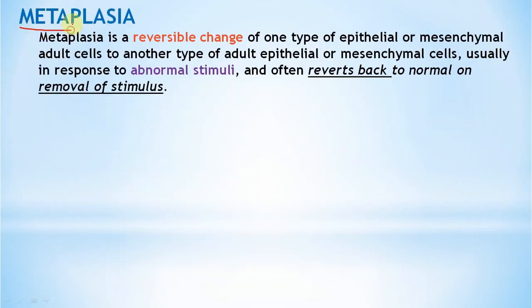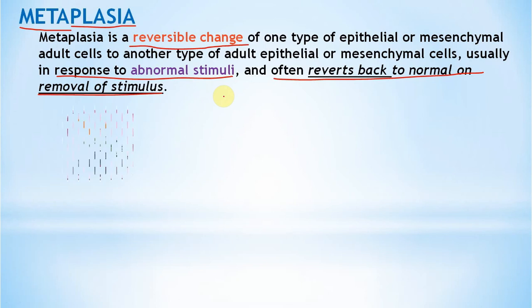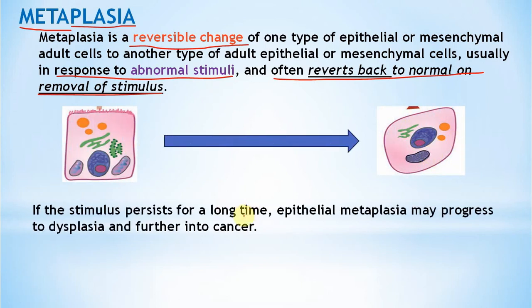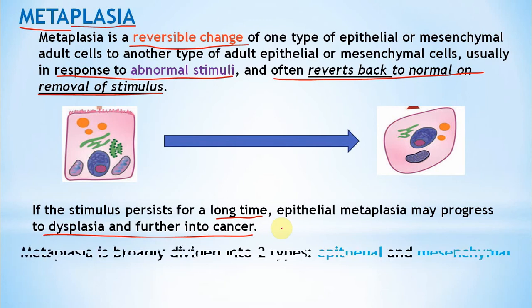Metaplasia. Meta means transformation, plasia means growth of new cells. In this, there is reversible change of one type of epithelial or mesenchymal adult cell to another type of adult epithelial or mesenchymal cells, usually in response to abnormal stimuli, and they often revert back to normal on removal of stimulus. This is a normal cell and it transforms to another type. If the stimulus persists for a long time, the epithelial metaplasia may progress to dysplasia and further into cancer.